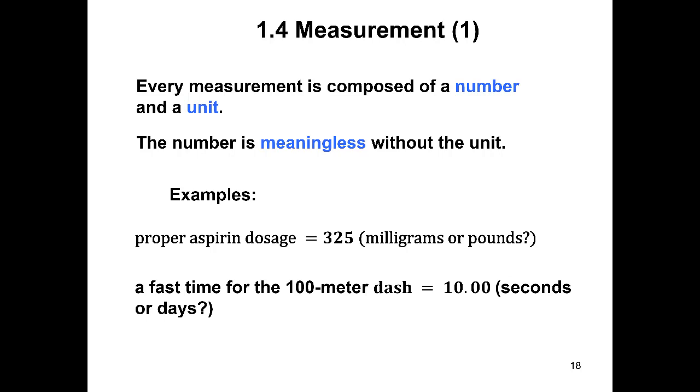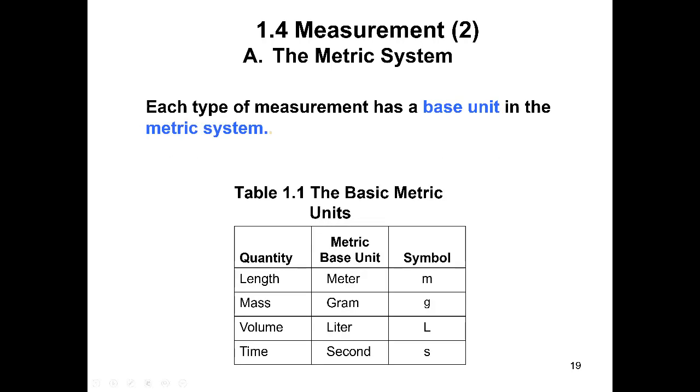So if I have 325 of aspirin, okay, if I'm giving aspirin to somebody, 325 milligrams would be a whole lot different from 325 pounds. A fast time for a 100-meter dash would be 10 seconds, not 10 days. So it's very, very important that the unit accompanies that. And so when you're starting to work chemistry problems, one of the easiest things to help you get the right answer is to make sure you always write the units down when you're working those problems.